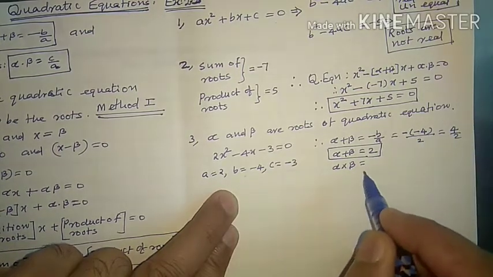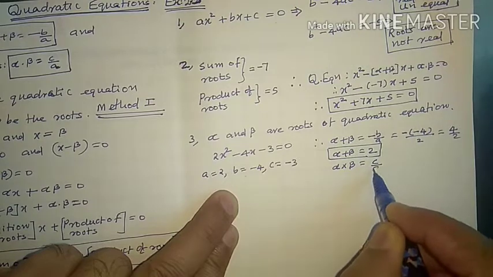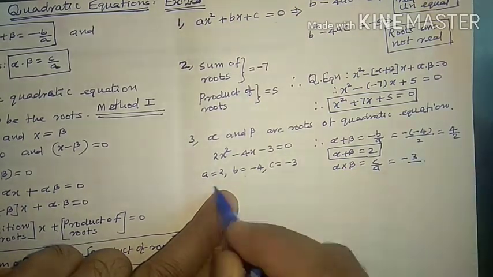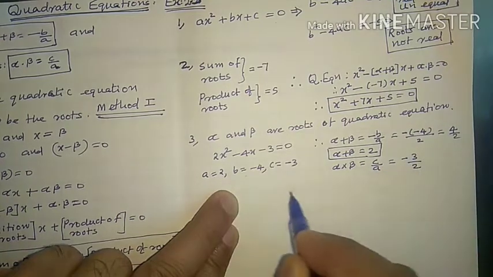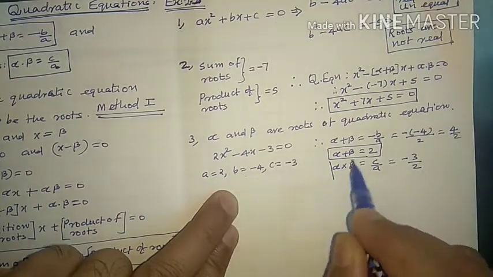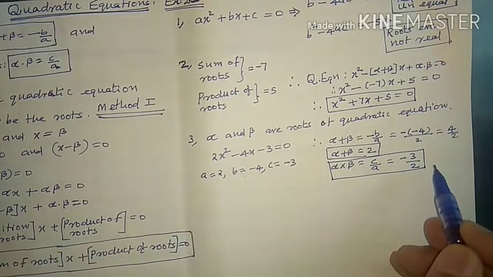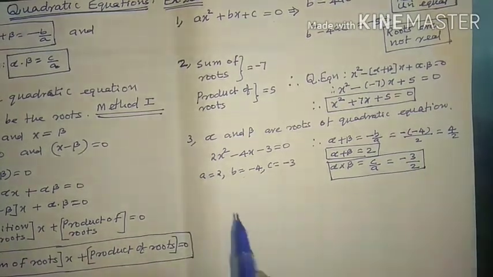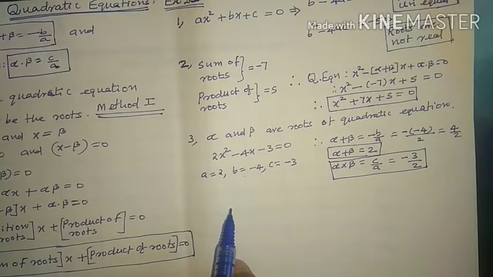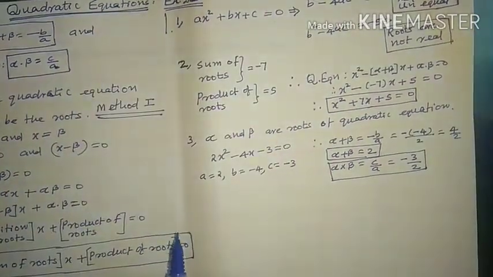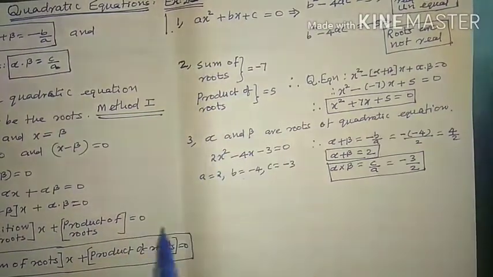What is the product of roots? C by a. C is minus 3 upon a is 2. So here we are getting alpha into beta is minus 3 by 2. This is question number 3 of main question 1. Main question 1, parts 1, 2, 3. All we did.